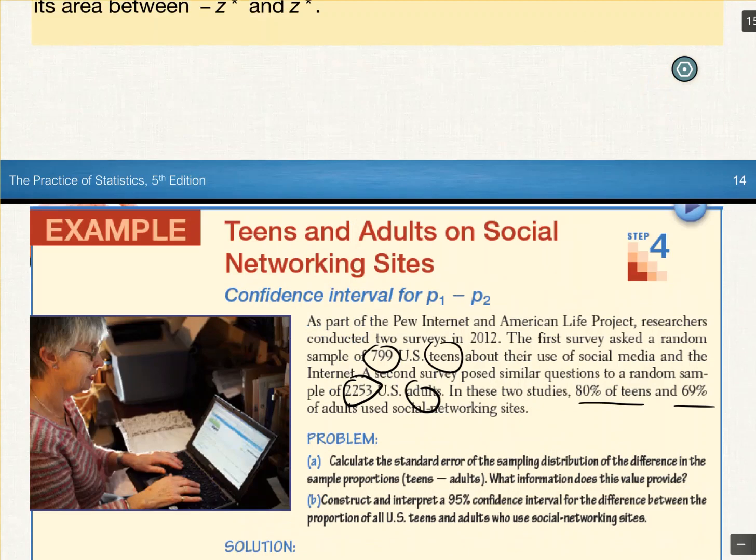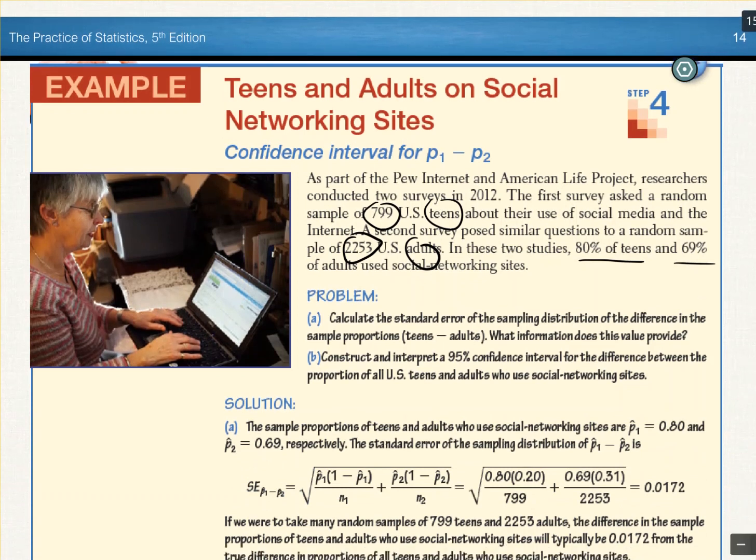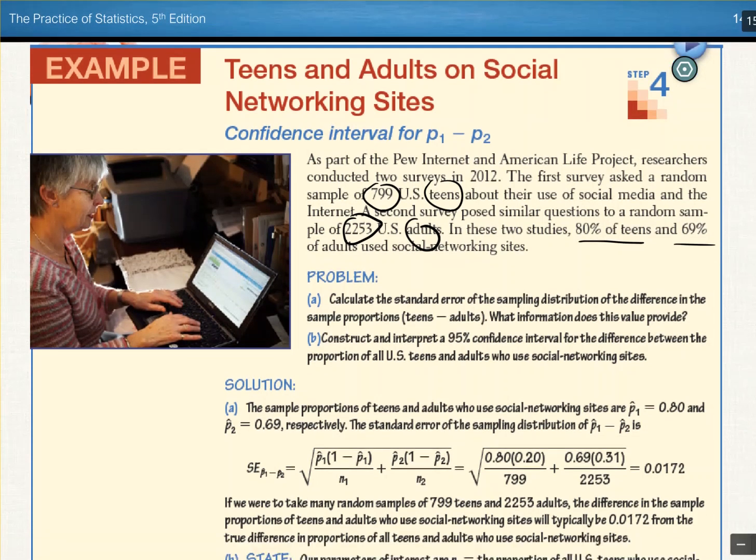All right, so calculate the standard error of the sampling distribution of the difference of sample proportions, teens minus adults. What information does this value provide? So if we're looking at this, we're going to have to do our good old square root. Well, here, they just have the work here. But again, that's the formula that we had up there, where we plug in 0.8 for p1 hat and 0.69 for p2 hat. And then we plug in these for the sample sizes, the 799 and the 2253. So we end up with 0.0172.